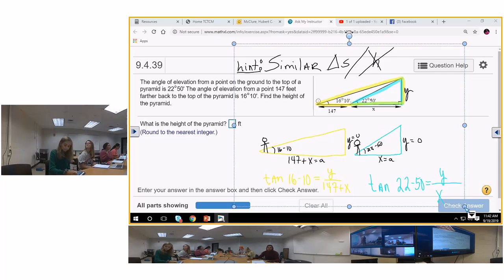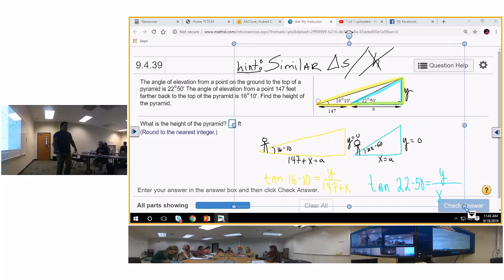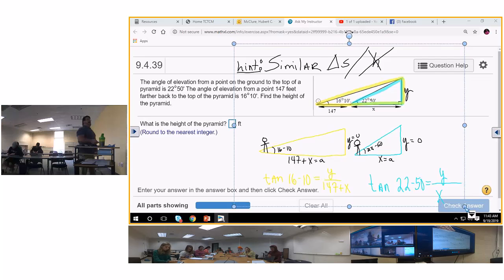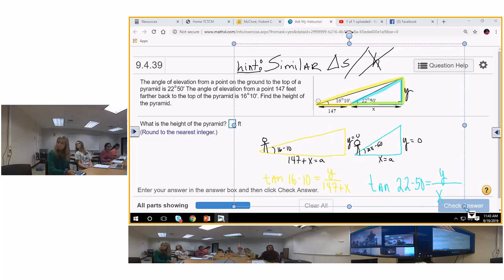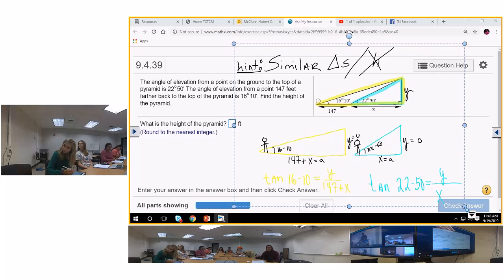Now, solve the yellow and the blue equation for Y. So you just got to multiply through by the common denominator.